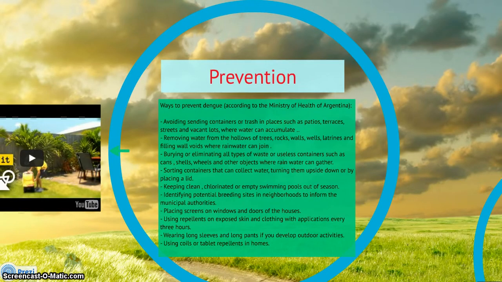Prevention. Ways to prevent dengue according to the Ministry of Health of Argentina. Avoid standing containers of trash in places such as patios, terraces, streets, and vacant lots where water can accumulate. Remove water from the holes of trees, rocks, walls, wells, latrines, and fill voids where rainwater can collect. Drain or eliminate all types of waste or useless containers such as cans, tires, wells, and other objects where rain water can collect.